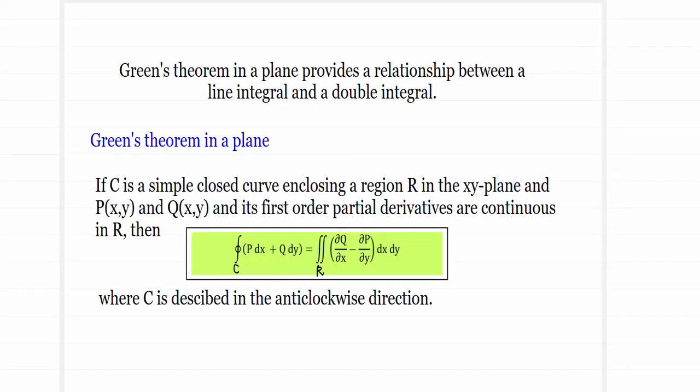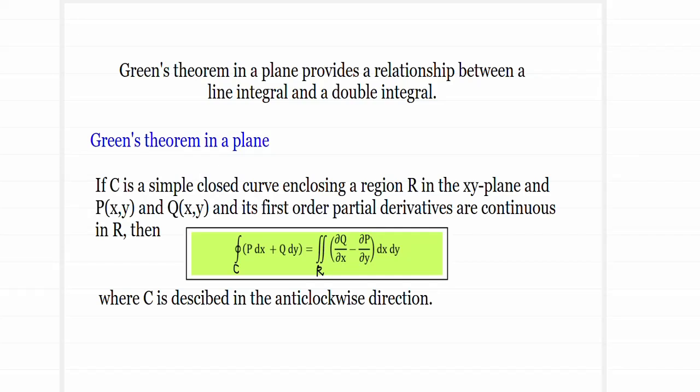Green's theorem. What does Green's theorem do? It provides a relationship between a line integral and a double integral. A line integral has only one single integral, whereas a double integral has two integrations, one with respect to the variable x and the other with respect to the variable y, or two different variables that are involved in the problem. So now let us define Green's theorem for a plane.